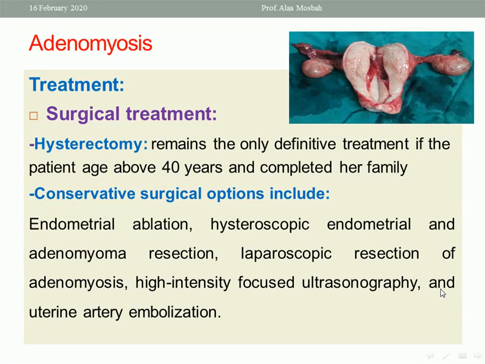The other option is conservative surgical options, including endometrial ablation or hysteroscopic endometrial and adenomyoma resection, or laparoscopic resection of adenomyosis, or high-intensity focused ultrasonography for lysis of adenomyosis, or uterine artery embolization.